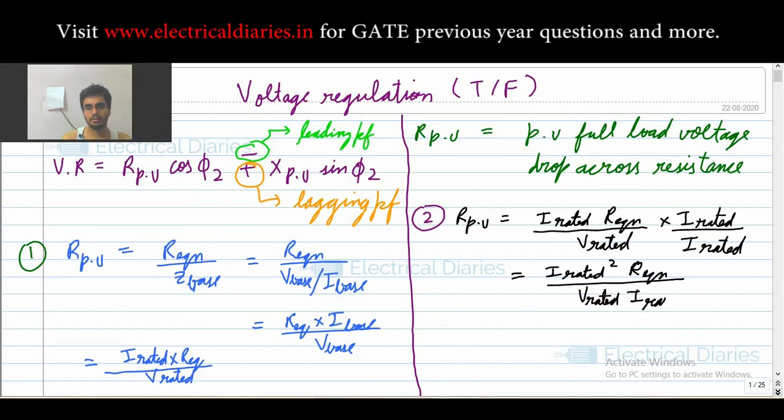into I rated. Okay, so I square R is the power and V into I is also power. So this is the per unit power. And I square R, these are the copper losses. So this can also be considered as per unit full load copper loss. So in some question, if it is given to you per unit full load copper loss, then it should strike in your mind that R per unit is given to you. Okay, so this is also one of the important things.